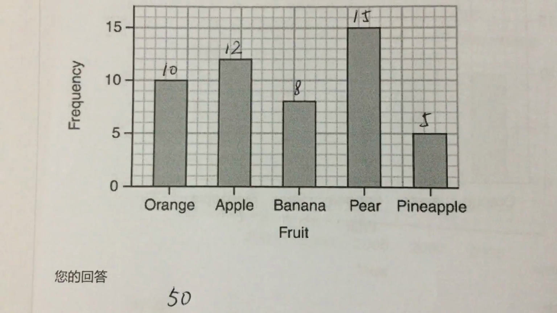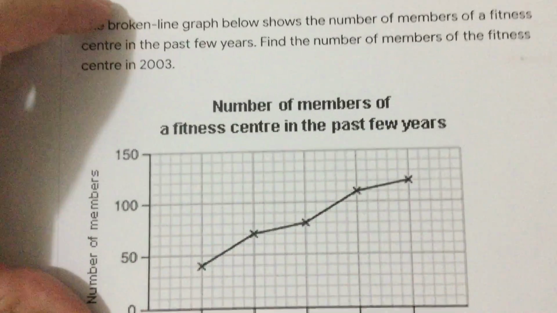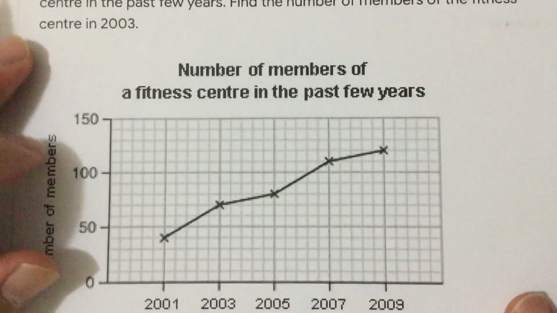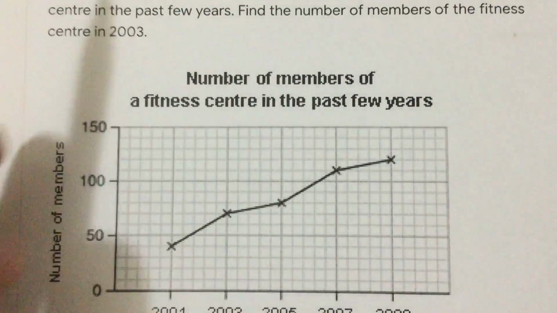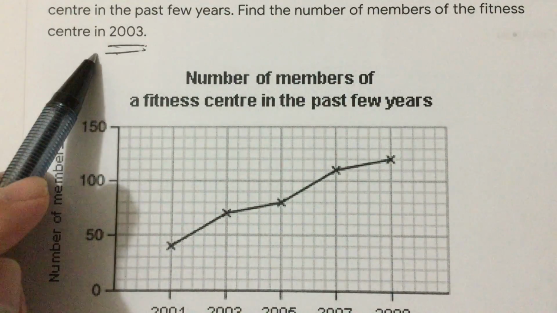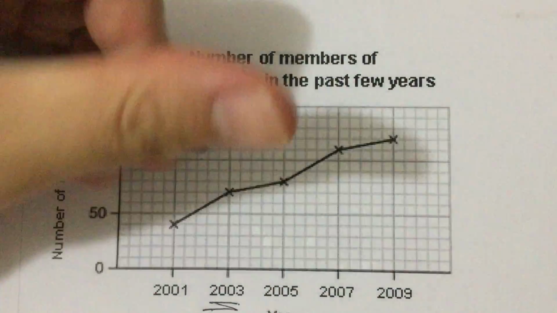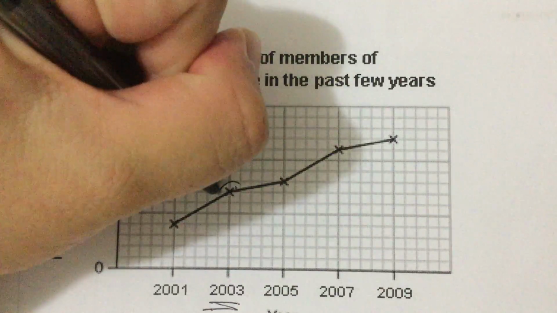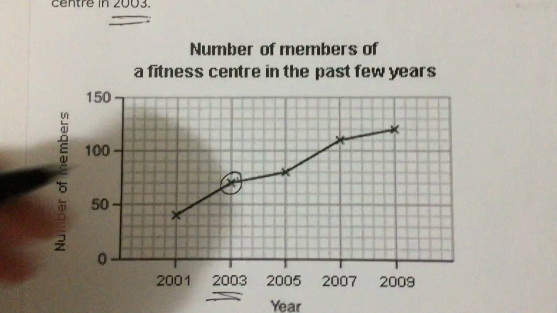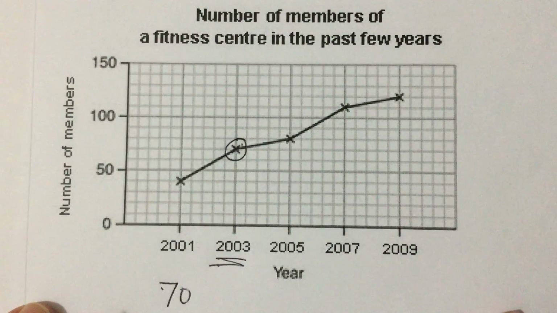Okay, now next we will go to the broken line graph questions. The first question I'm going to discuss with you is the number of members of the fitness center in the past. Find the number of members of the fitness center in 2003. So look at the question carefully. This is 2003. So we will look at 2003 here. This one is 70. So the answer for this one is 70. So you know the answer quickly.